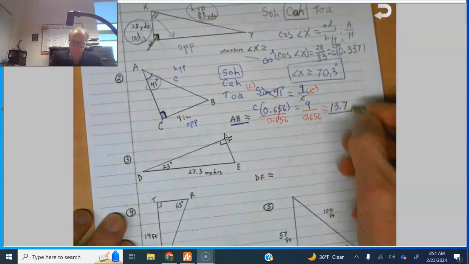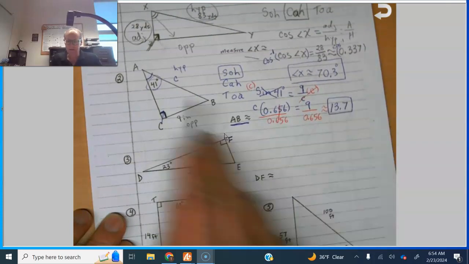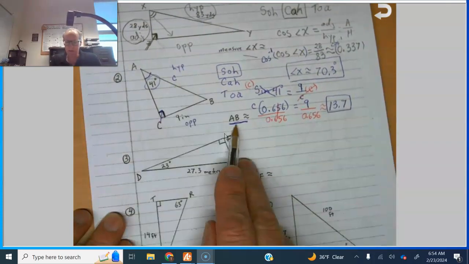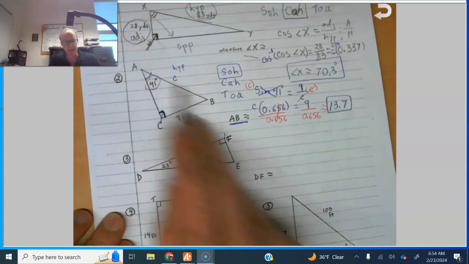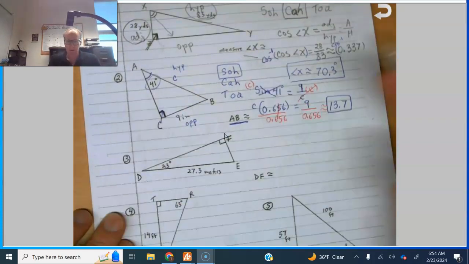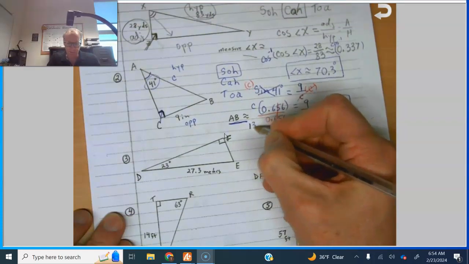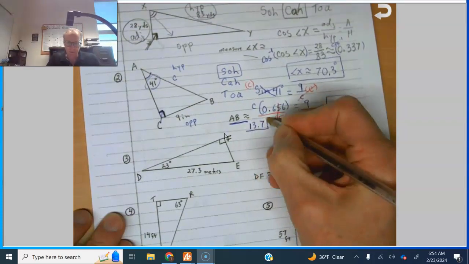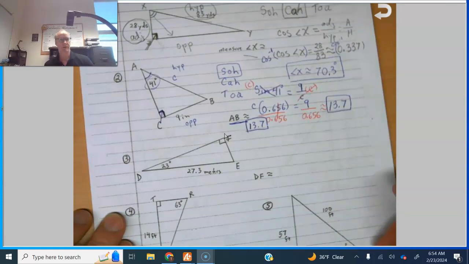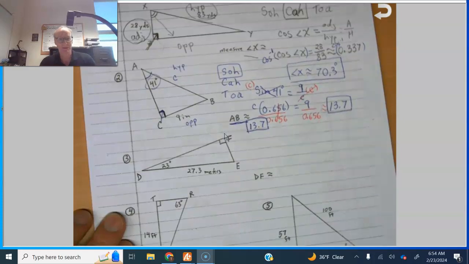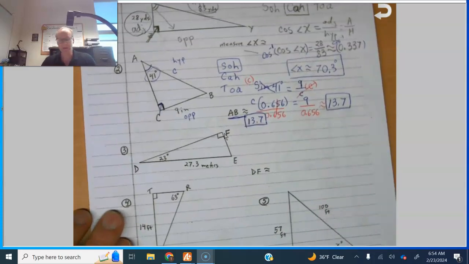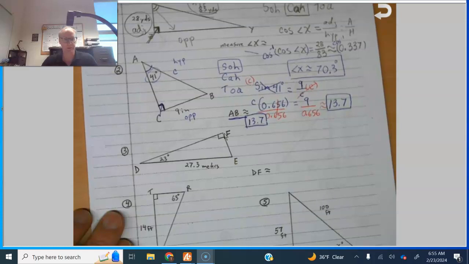One of my students got very confused. He said, but aren't we looking for AB? And I just need you to understand, c is the length of AB. It's the same thing. So AB is 13.7. And we're just using generic units. We don't put our units on there. Now, if you're solving for a real problem, you really need to put the units, or risk me putting in cats or dogs or something funny.